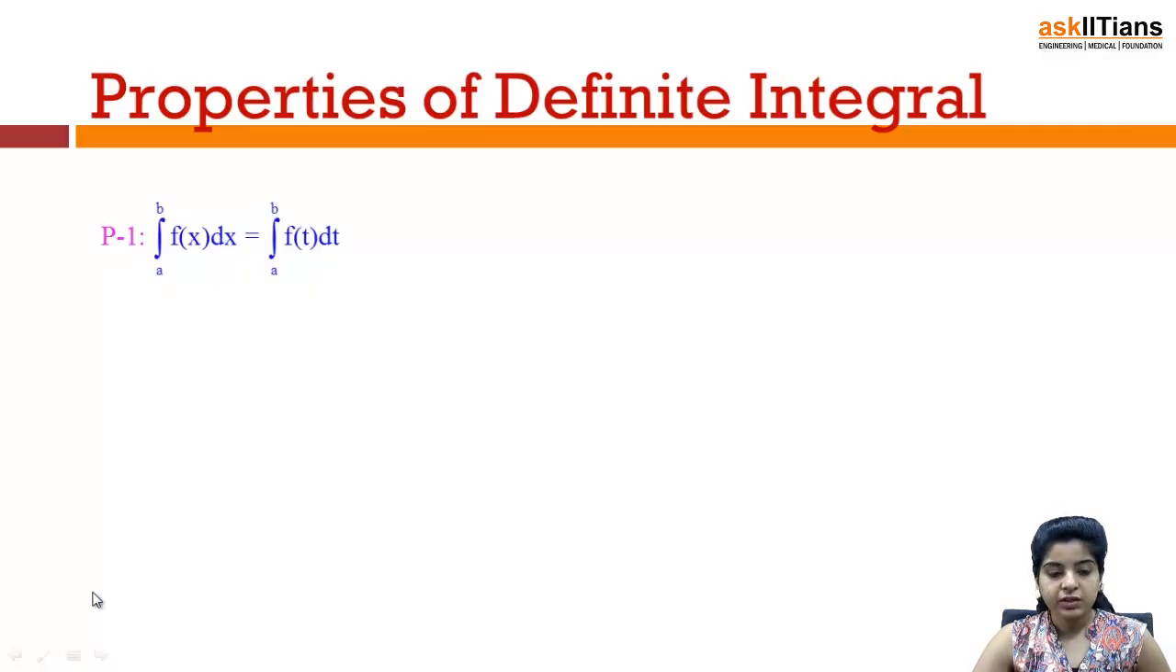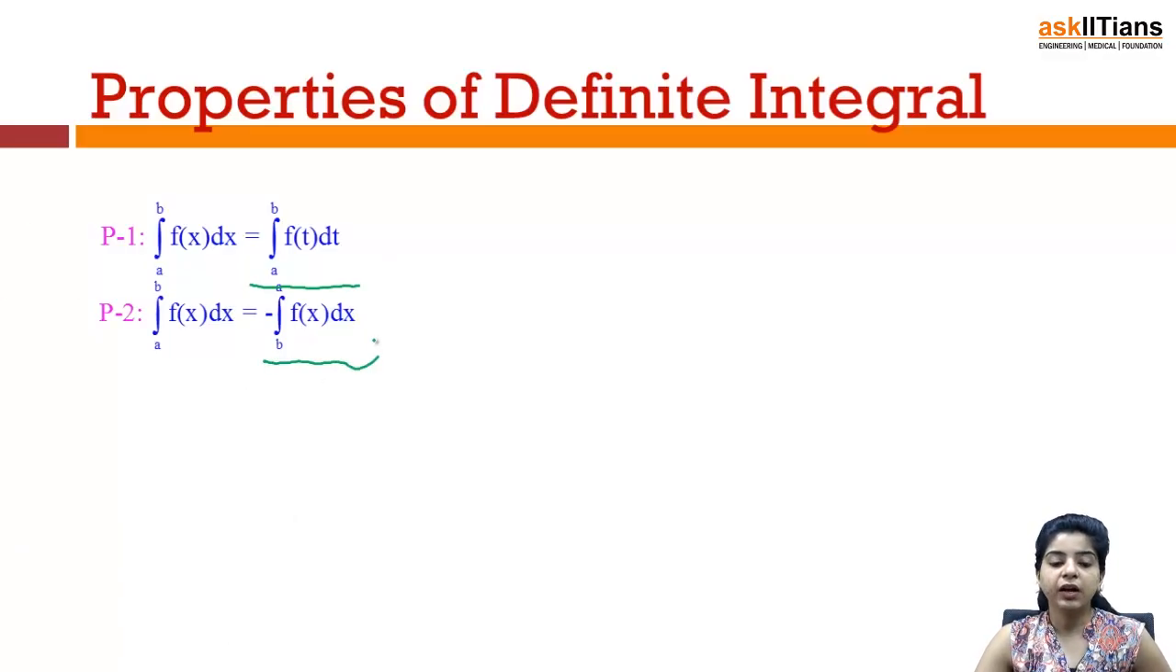So the first property says that integral a to b f(x) dx is equal to integral a to b f(t) dt. The second one says integral a to b f(x) dx is minus integral b to a f(x) dx. That just means that in case you need to interchange your limits, you will have to put a negative sign in front of the integral. That means suppose we have integral 0 to 1 of some function f(x) dx, then I can write it as 1 to 0 but with a negative sign, right?